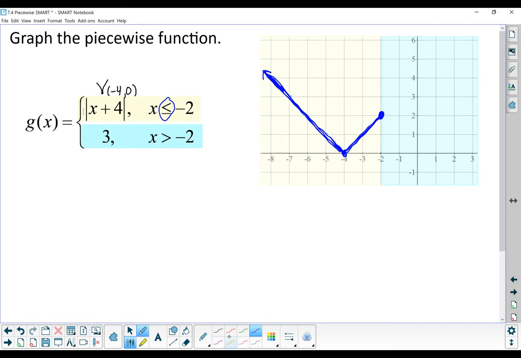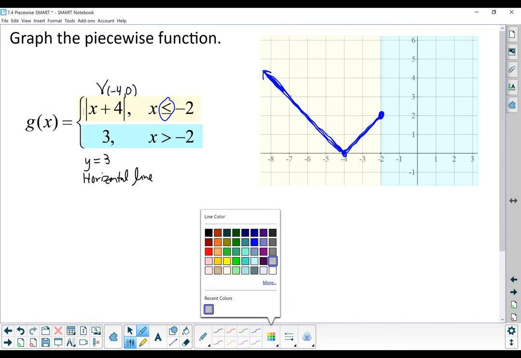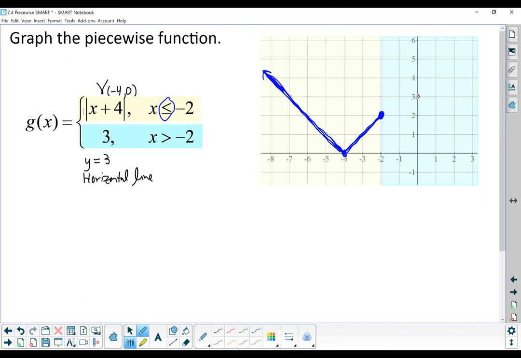The second piece has just a 3. So sometimes when it's just a number, it gives people a little bit of problems. This is the function is equal to 3. That's like thinking about y is equal to 3. This is a horizontal line. So again, I'm going to graph it in gray. Here's the y value 3.